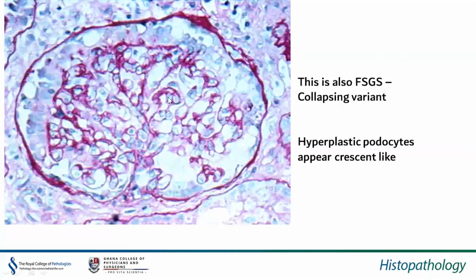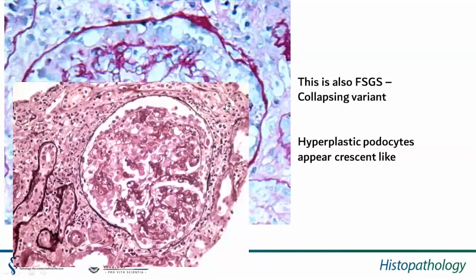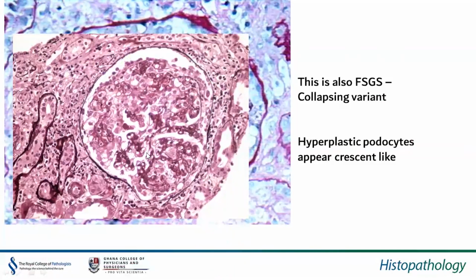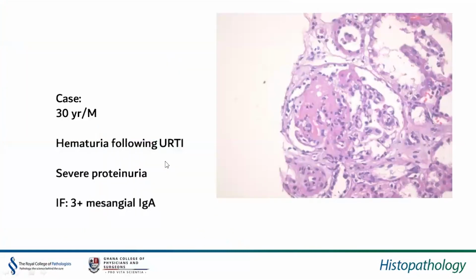The reason why it's called collapsing is because there is severe retraction of the capillary walls. They come together and you cannot see the lumens, and there are small areas of sclerosis. So this is a very fulminant form of focal segmental glomerulosclerosis. And here is another example where you can see the very markedly hyperplastic and hypertrophic damaged podocyte with collapse and shrinkage of the glomerular tuft.